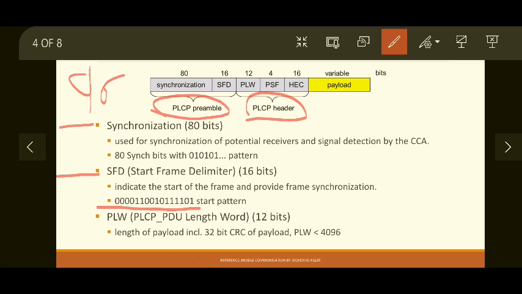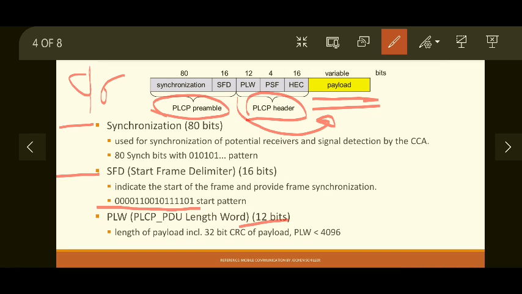In this header part, the first 12 bits are PLW bits. PLW stands for PLCP PDU length word. PDU is a packet data unit. It indicates the length of the payload, including the 32-bit CRC of the payload. So how much payload, that is user data, is contained within this frame is indicated by PLW.